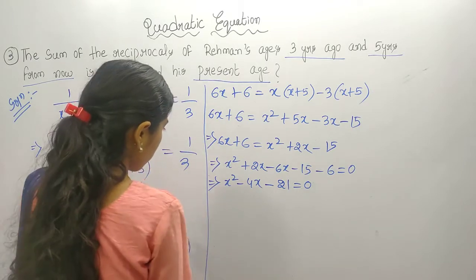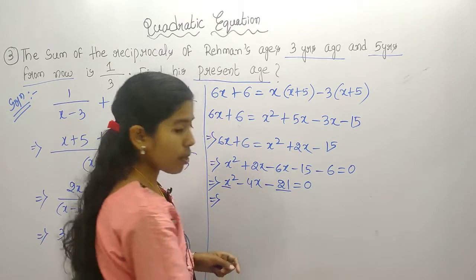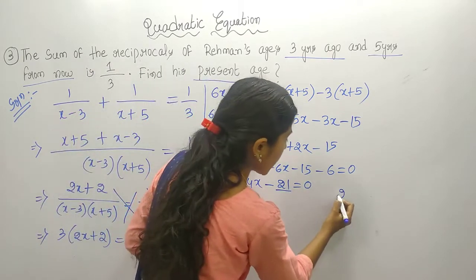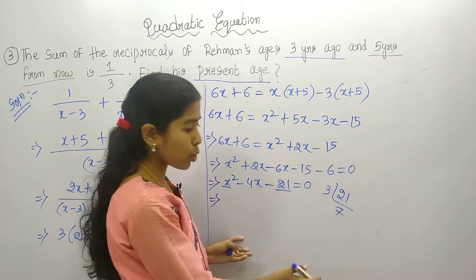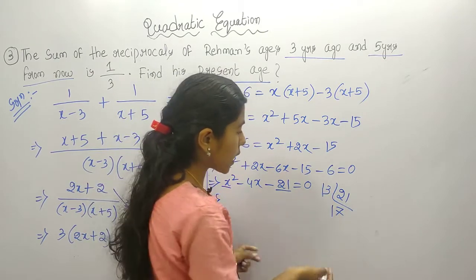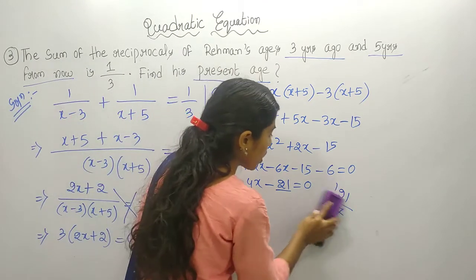Then that implies here you see 1 into 21 is 21. You find the factors of 21. 3 into 7 is 21. So we got two numbers as 7 and 3. So let's see how we will factorize this one.